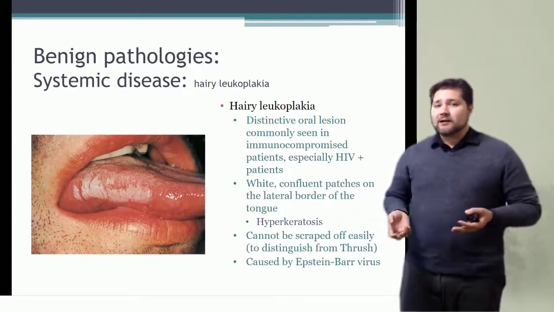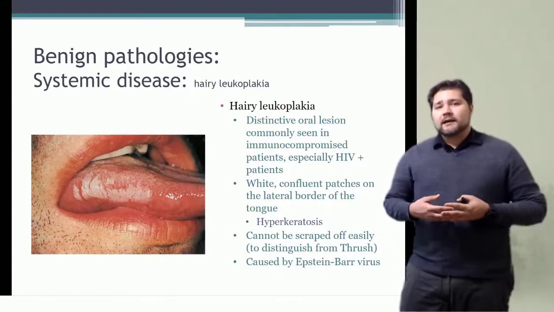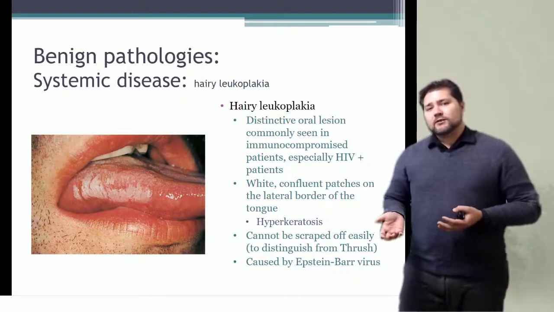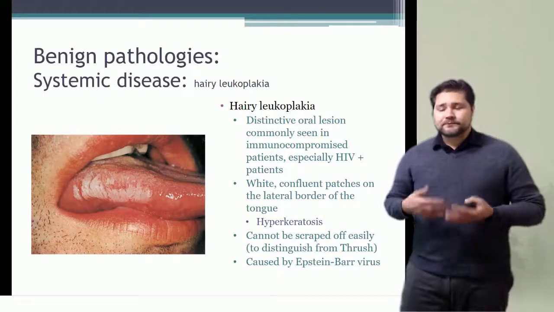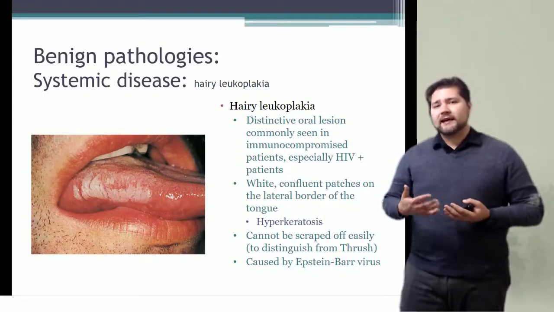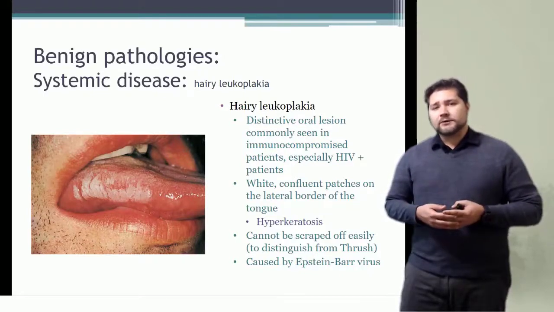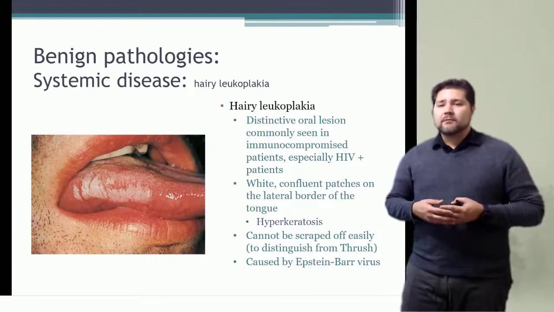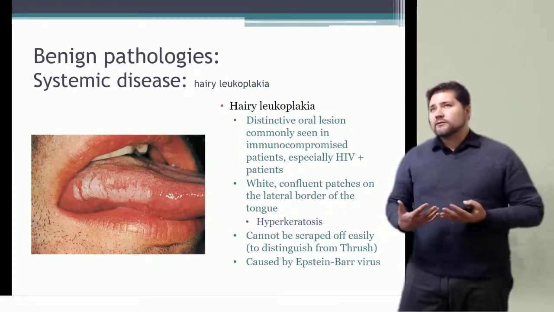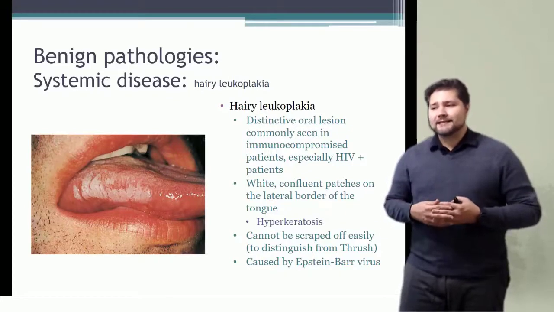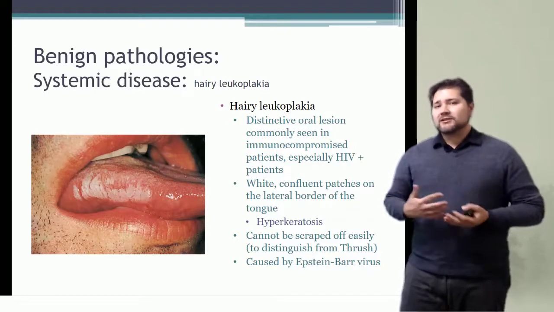So again, that can be problematic as well. Now, hairy leukoplakia has an association with the Epstein-Barr virus, and so usually you can take samples of that and look for the viral inclusions of the EBV. But otherwise, there's no real clinical way to tell these apart without testing on them. But what this really is, is just a hyperkeratosis.